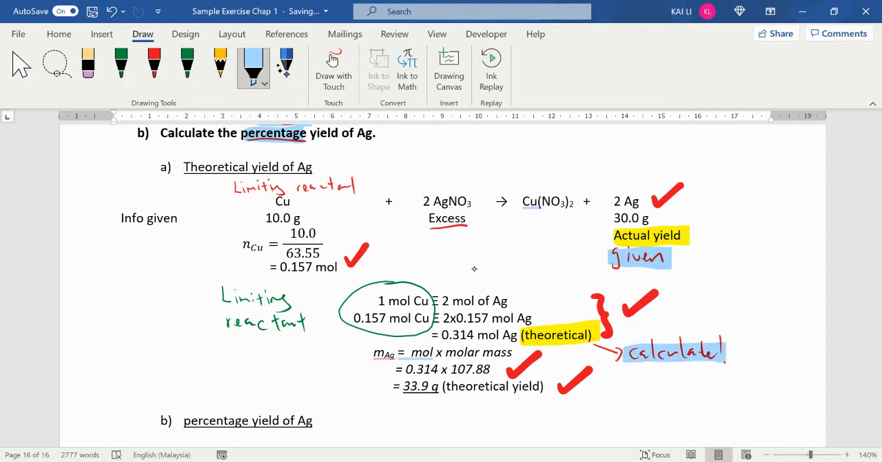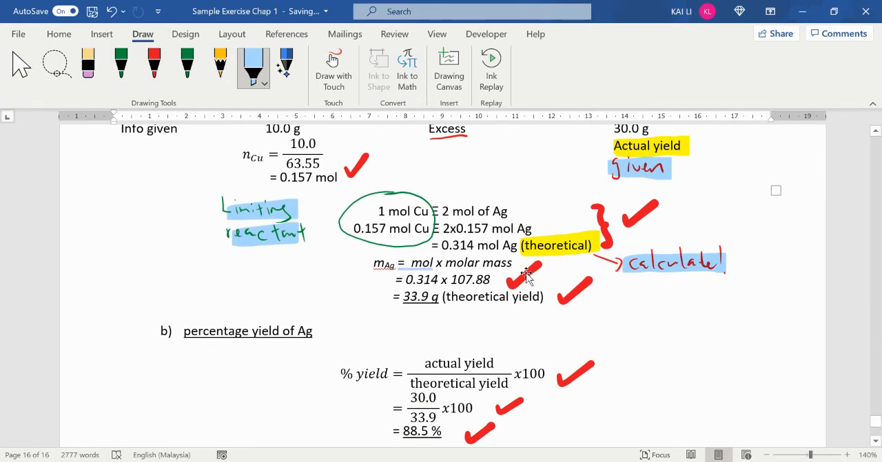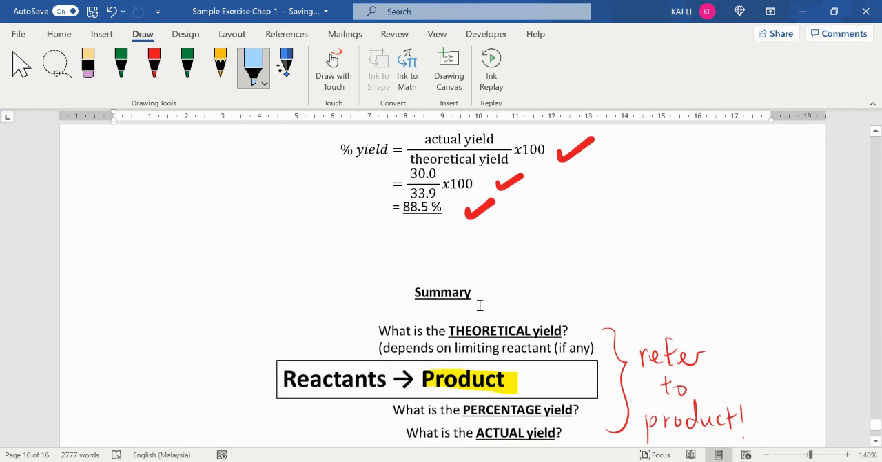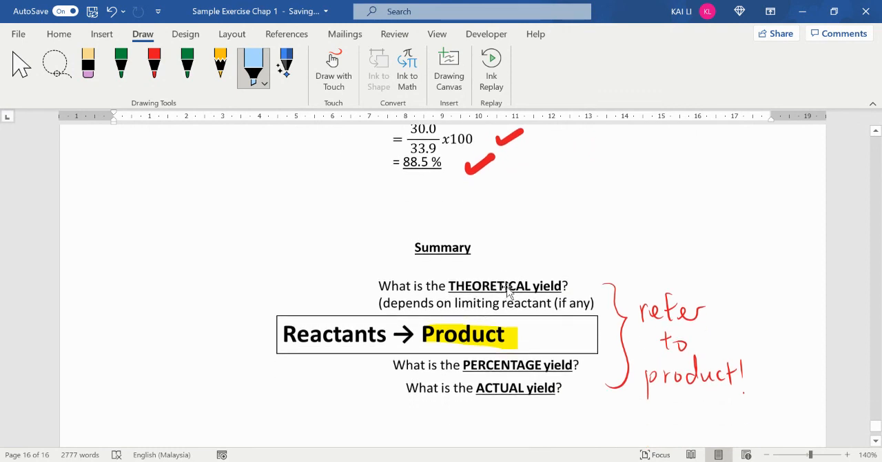And if there is limiting reactant, then the limiting reactant is on the left. Do not use excess reactants. Then remember the formula, then you can get the answer. Remember, theoretical yield, percentage yield, actual yield, they are all referred to products. So that's all for this part.